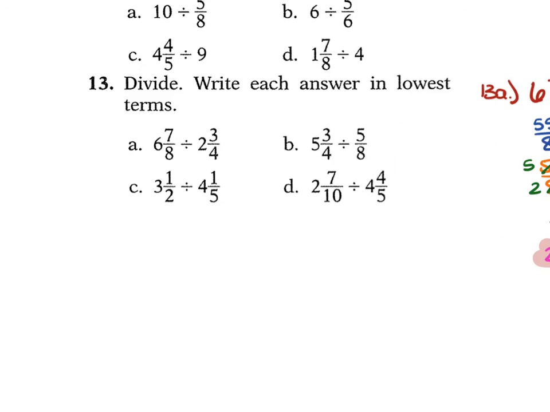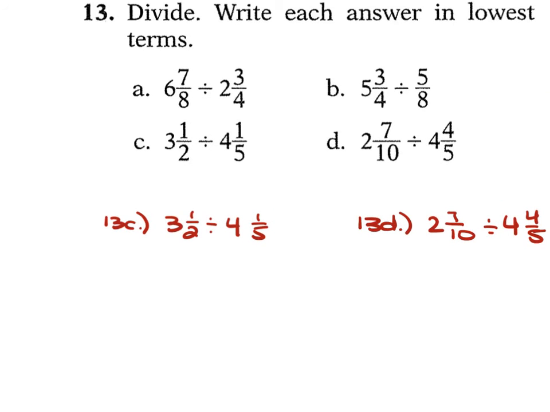For C, we have 3 and 1 half divided by 4 and 1 fifth. I'm going to write D down as well, just so that I don't have to rewrite it. 2 and 7 tenths divided by 4 and 4 fifths. Okay, so for 13C, the 3 and 1 half is going to turn into 3 times 2, which is 6, plus 1, 7 over 2. The 4 and 1 fifth, 4 times 5 is 20, plus 1 is 21 over 5. Keep, change, flip. So 7 over 2 times 5 over 21. The 7 becomes a 1, the 21 becomes a 3, so 1 times 5 is 5, 2 times 3 is 6, it's just 5 sixths.